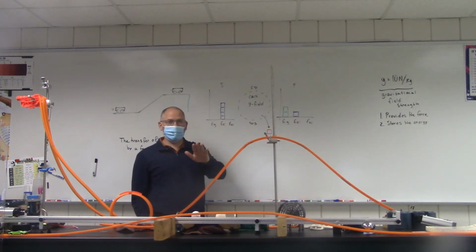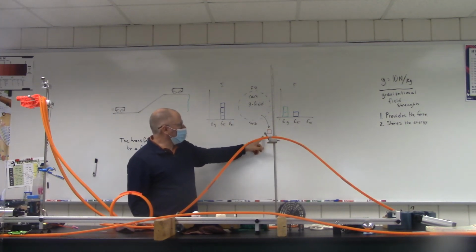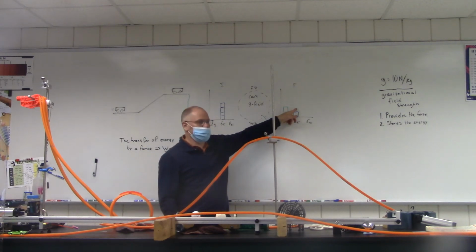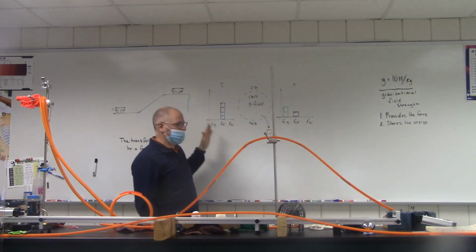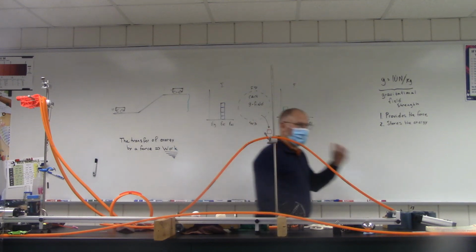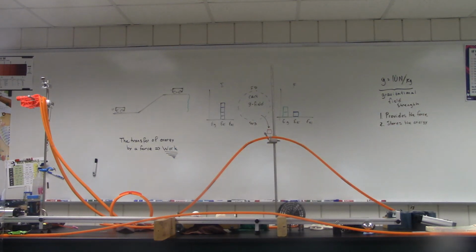Even if you made this a frictionless cart, you would have 1 more of this. You'd still have less kinetic than gravitational because you went up a hill. Do you slow down as you go uphill? Yeah, right? You slow down as you go uphill. How's that look? Good? All right.